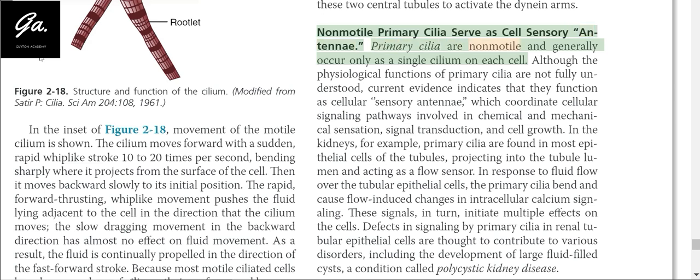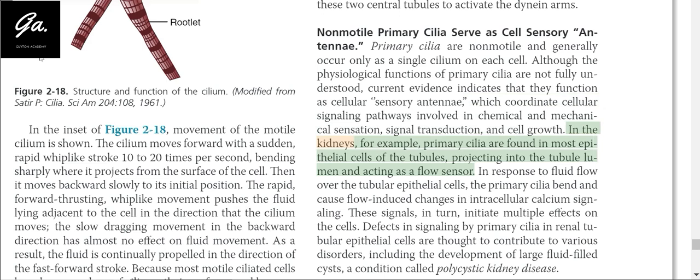Primary cilia are non-motile and generally occur only as a single cilium on each cell. Although the physiological functions of primary cilia are not fully understood, current evidence indicates that they function as cellular sensory antennae, which coordinate cellular signaling pathways involved in chemical and mechanical sensation, signal transduction, and cell growth.